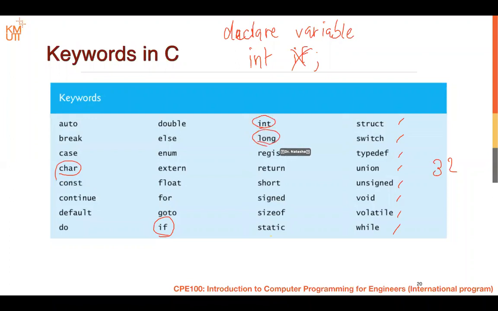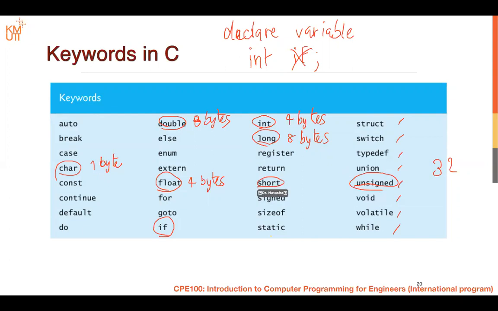For an integer, we will keep 4 bytes. Long integer, we will keep 8 bytes. Float, you will store a real number in 4 bytes. And double, 8 bytes. So you cannot use these because they are keywords. Character will be 1 byte. These are used in variable declarations. You can also use unsigned. You can use short, 2 bytes.